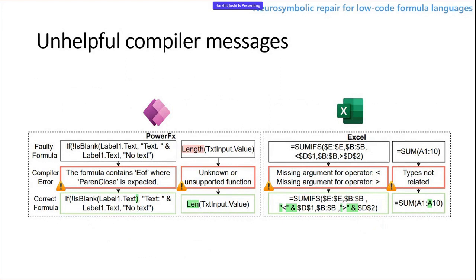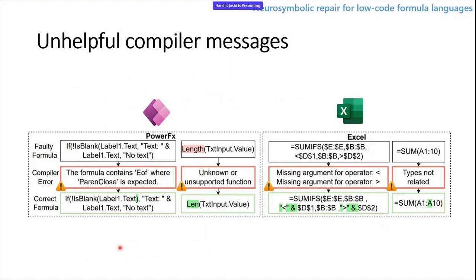In the first row, we see that there are faulty formulas which require very few edits to fix them. However, if we look at the compiler messages, they are actually quite unhelpful. So let's go over one of the examples. In the first one, you'll see that the user has missed a closing parenthesis after the text token. However, the compiler complains that it expected a closing parenthesis at the end of the formula.